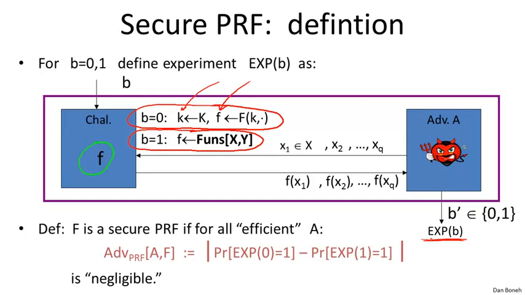As usual, we say that the PRF is secure if the adversary can't distinguish these two experiments. In other words, the probability that he outputs 1 in experiment 0 is pretty much the same as the probability that he outputs 1 in experiment 1. In other words, the difference of these two probabilities is negligible. This captures nicely the fact that the adversary couldn't distinguish a pseudo-random function from a truly random function from the set X to Y.